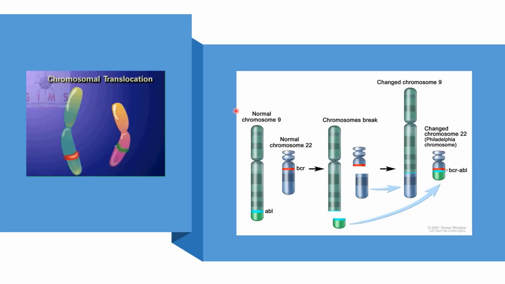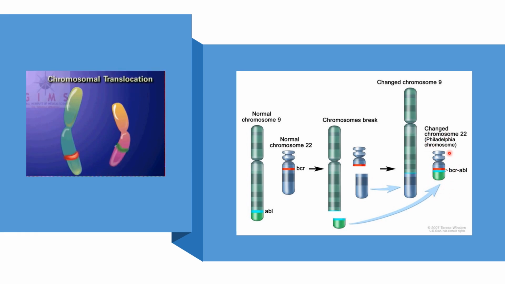The two chromosomes involved in chronic myelogenous leukemia are chromosome 9 and chromosome 22. The ABL gene from chromosome 9 transfers to the BCR region of chromosome 22. This translocation results in a new chromosome, which we now call the Philadelphia chromosome.